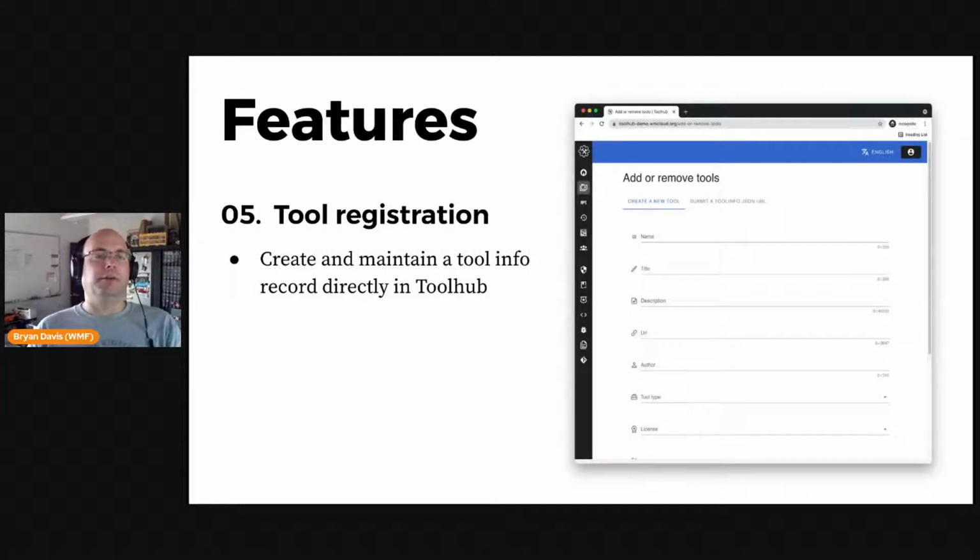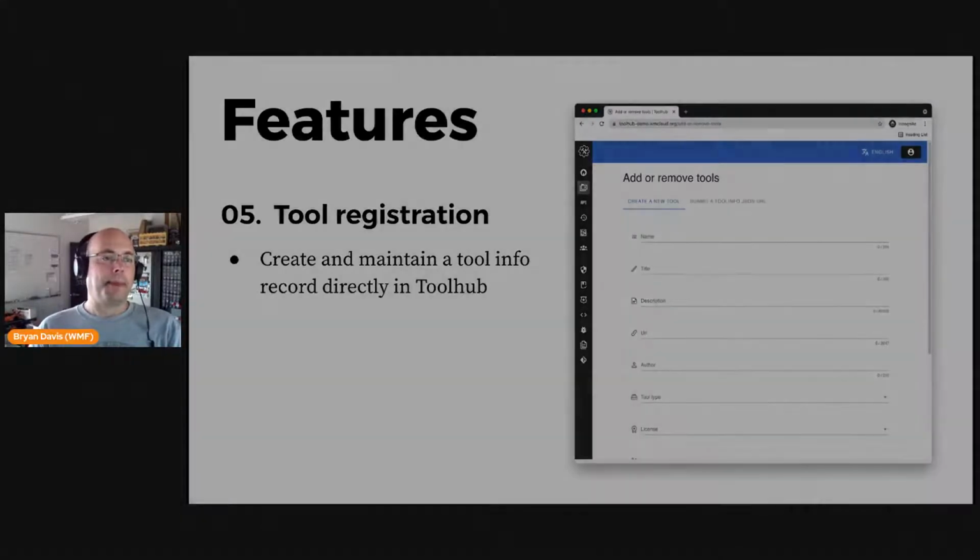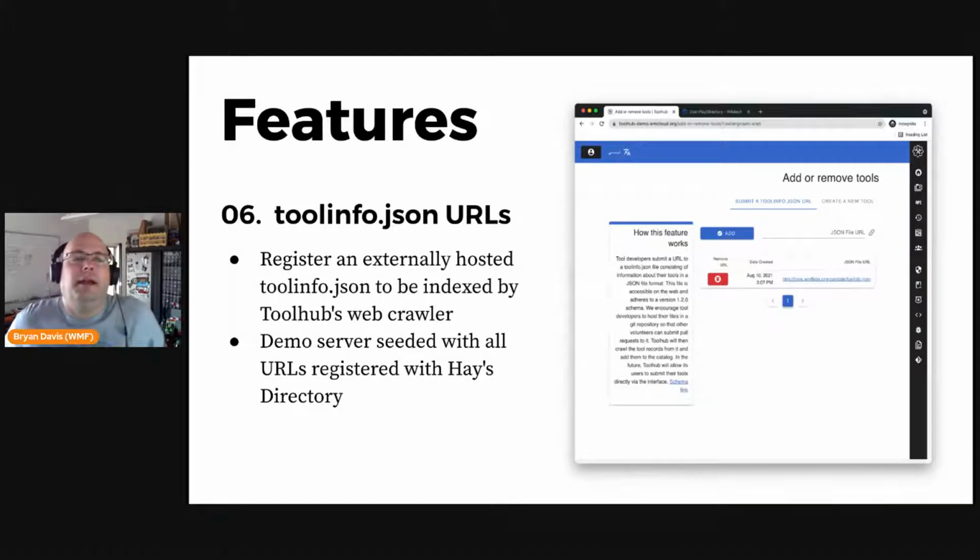Users can create new tool info records using the Add or Remove Tools screen. Tool maintainers can also submit URLs to JSON files, which use a tool info schema to describe their tools. This is similar to the process used for the existing Hay directory product. Toolhub will periodically visit these URLs, read the tool records from them, and update the catalog.